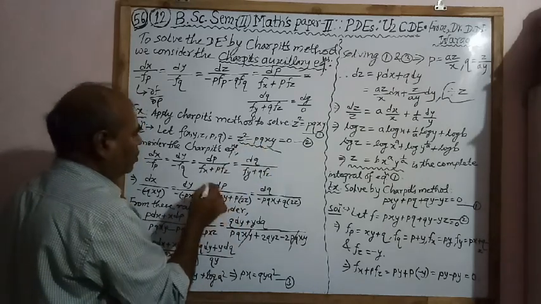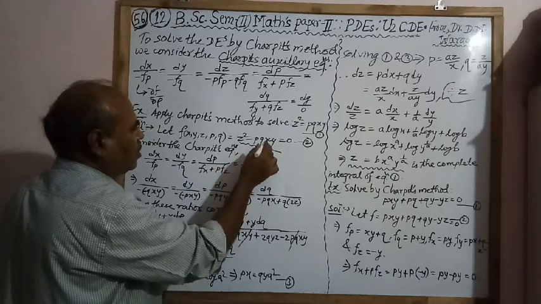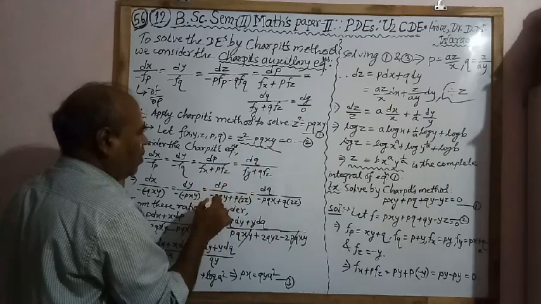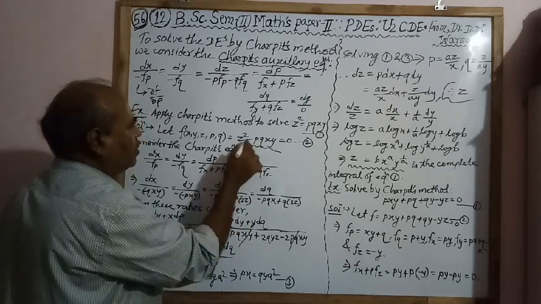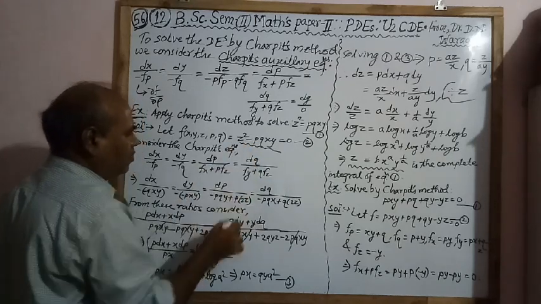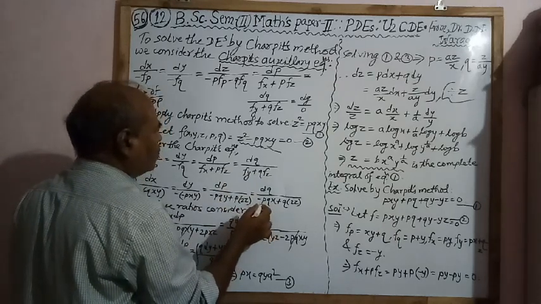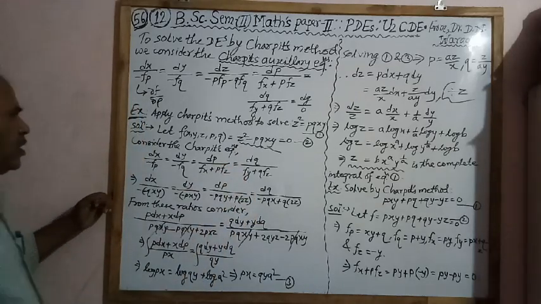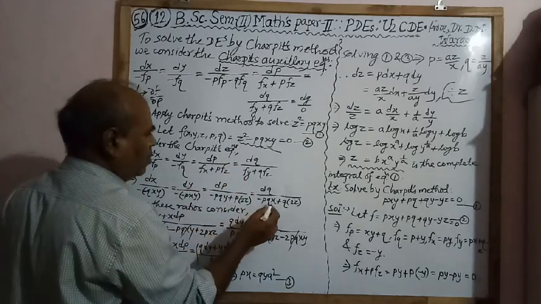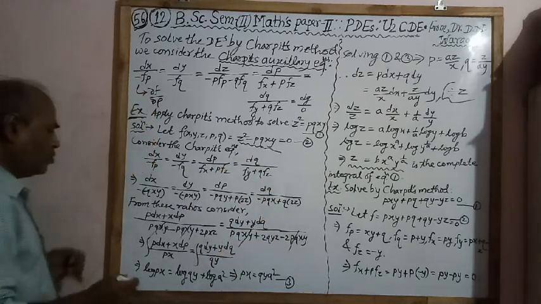Again dp upon fx plus p fz. Fx, derivative of x is 1, therefore minus pqy plus p into fz. Fz, only the first term, twice z, equal to dq upon fy plus q fz. Fy means minus pqx plus q into fz, fz equal to twice z.